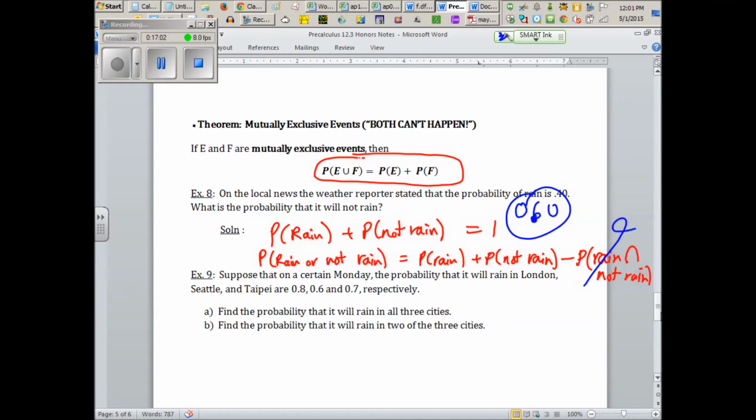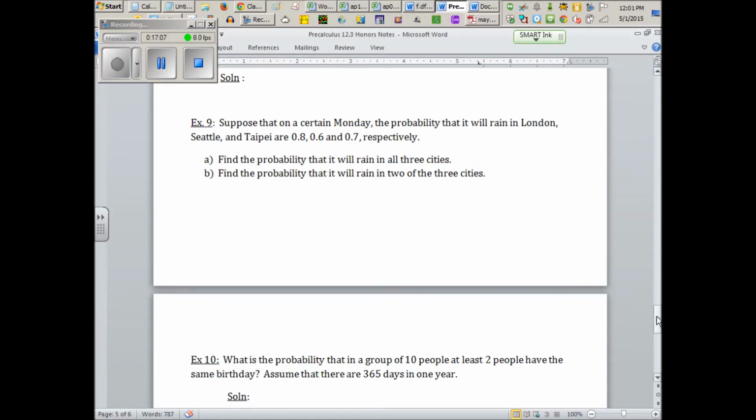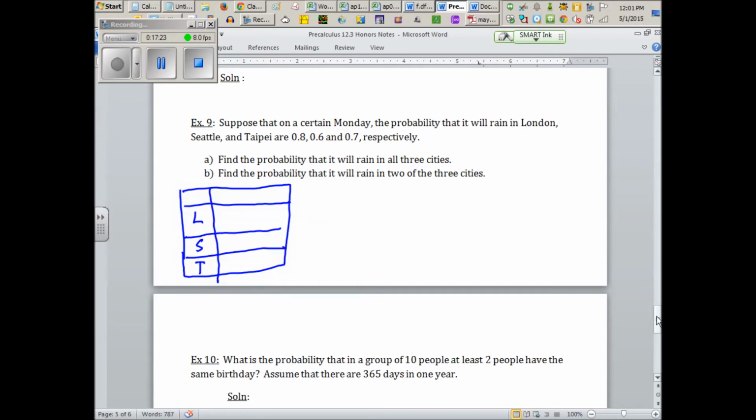Let's look at the London, Seattle, Taipei example. Now I wish, when I had first learned this, that somebody would have taught me this method. But if you make a table where this is London, Seattle, Taipei, and this column is rain, no rain. And if you take the time, the 30 seconds, to fill this table in, it makes these problems so easy.